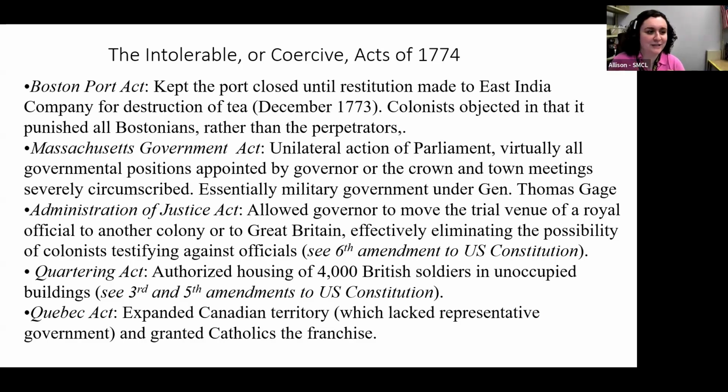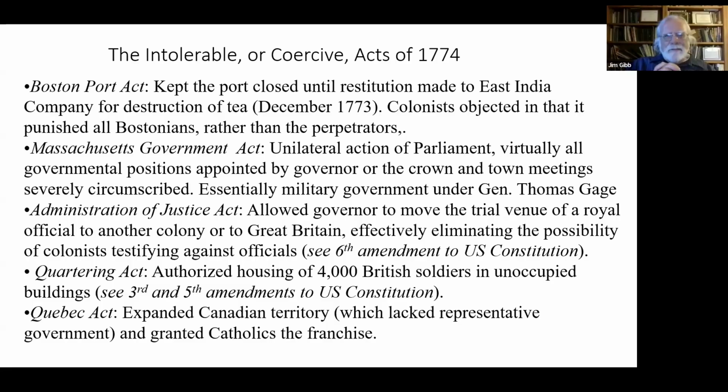We have another question in the chat. Which of the Coercive Acts do you feel to be the most odious to Massachusetts? One historian, Mary Beth Norton, thinks that it is the Administration of Justice, or "Murder," Act. Others think it is the Massachusetts Government Act.